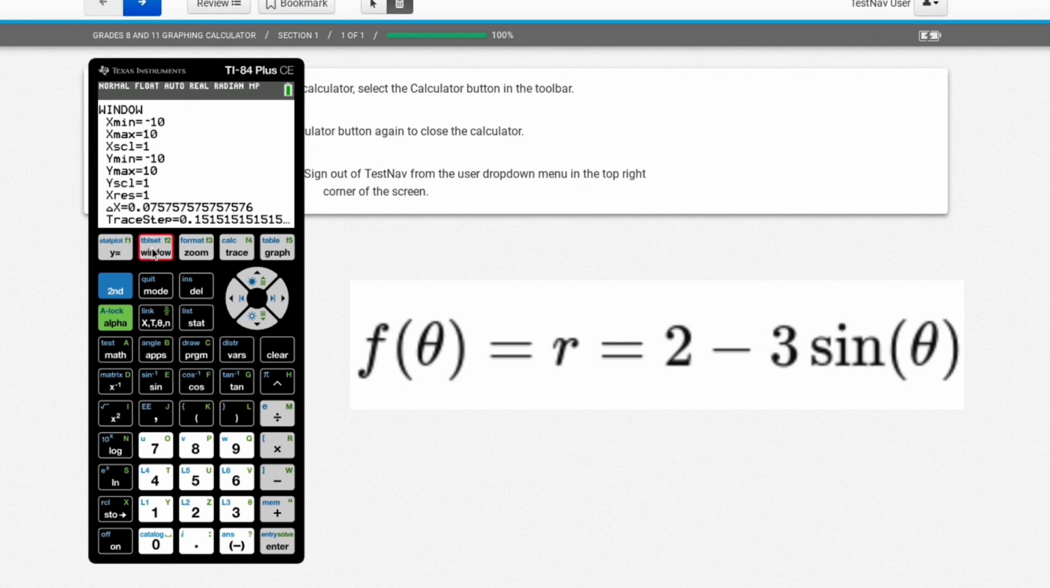So I'm going to change my window. Actually, I'm going to go to zoom and do zoom trig and then change my window. All right, so as we can see, it bottoms out at -1. It looks like it goes up beyond whatever this number is. So I'm going to say, let's move this from -2 to, I don't know, 6 should probably do the job. Also, I care about stuff happening between 0 and 2 pi. So let's change that to 0 and 2 pi and hit graph again.